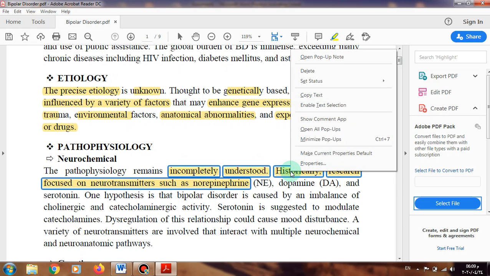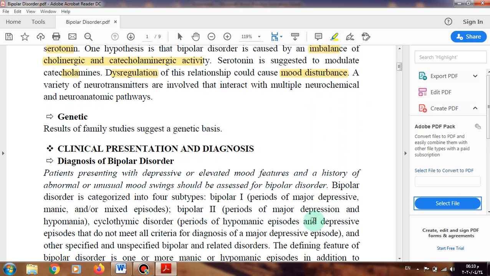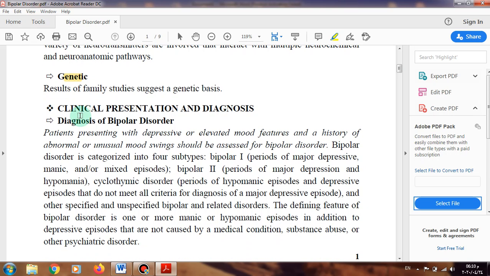However, historically, research focused on the neurotransmitters, including norepinephrine, dopamine, and serotonin, which play an important role in the development of such a condition. One hypothesis is that bipolar disorder is caused by an imbalance of cholinergic and catecholaminergic activity. Serotonin is thought to modulate the catecholamines, and dysregulation of this relationship can cause mood disturbance. Also, genetics play an important role in the development and pathophysiology of bipolar disorder.